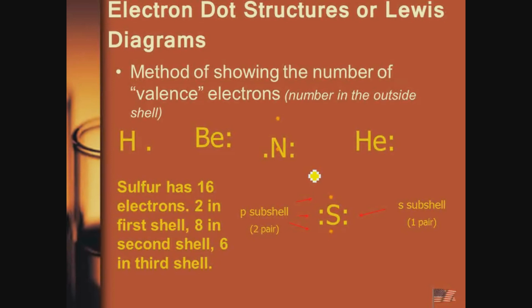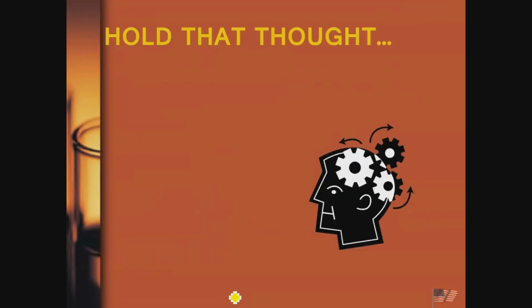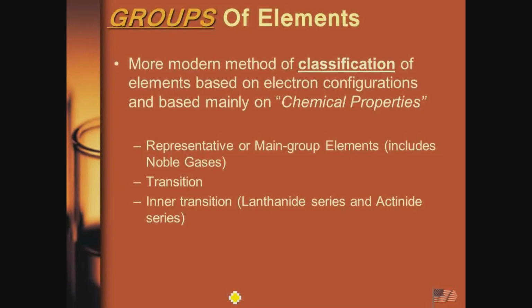So hydrogen will only have 1, beryllium has 2, nitrogen has 5, helium has 2, sulfur has 16 electrons: 2 in the first shell, 8 in the second shell, and 6 valence electrons that would be placed in that shape there. So let's hold that for a second. Let's come back and visit it again.